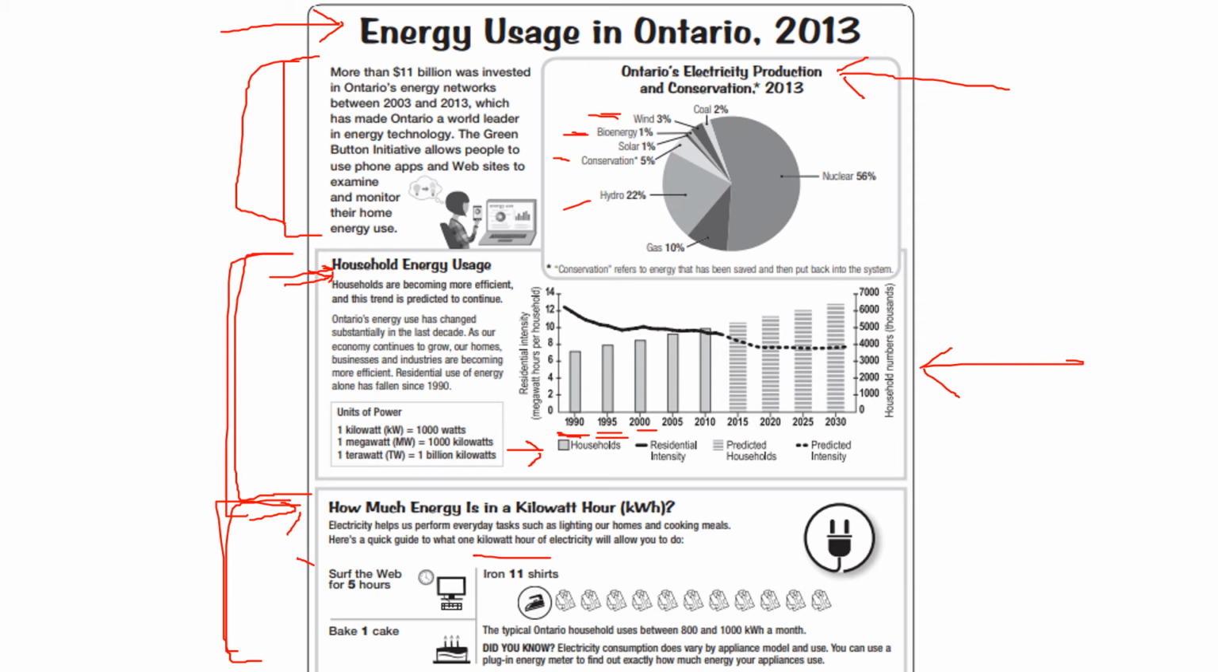Now, when I get to the questions, I'm ready. If it's a question about what is the most energy used in Ontario? Oh, maybe it's nuclear. Or, how much energy did Ontario households use in 2010? Oh, I know I'm going to come into this graph here. Or, how much energy does it take to iron 3 shirts? Or how much energy is in a kilowatt hour? I know that's here. So I'm ready to come back to my sample. That's the key about skimming. Look for it where everything is.